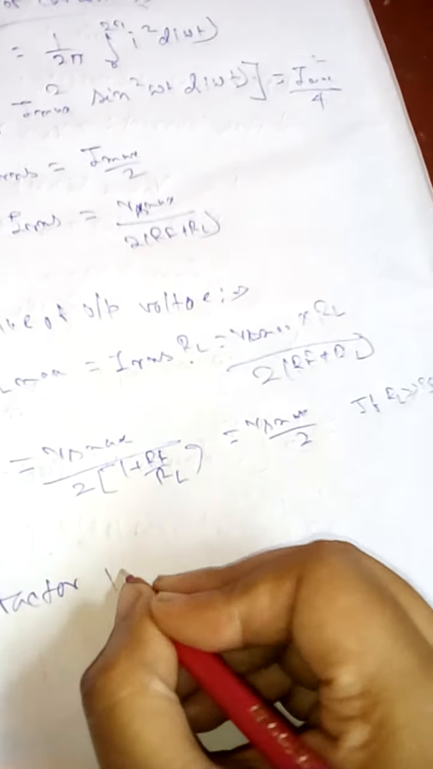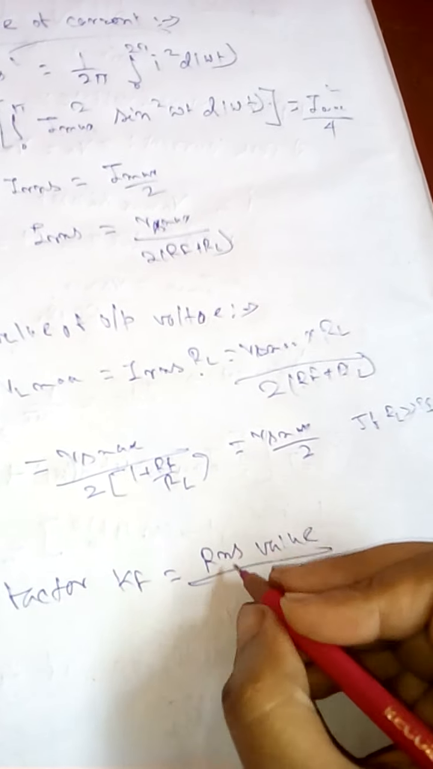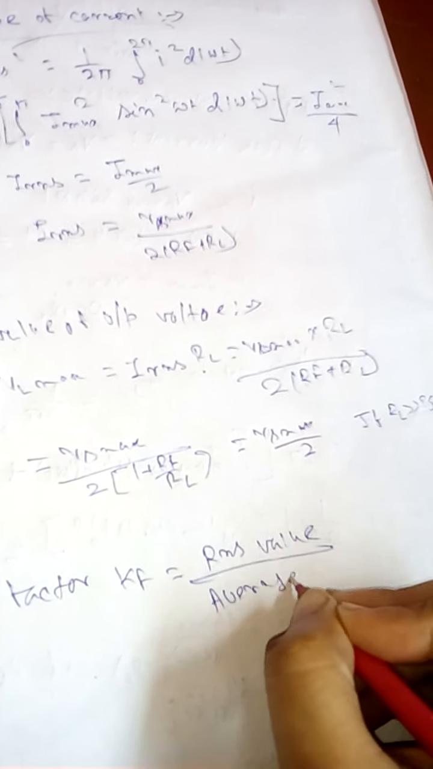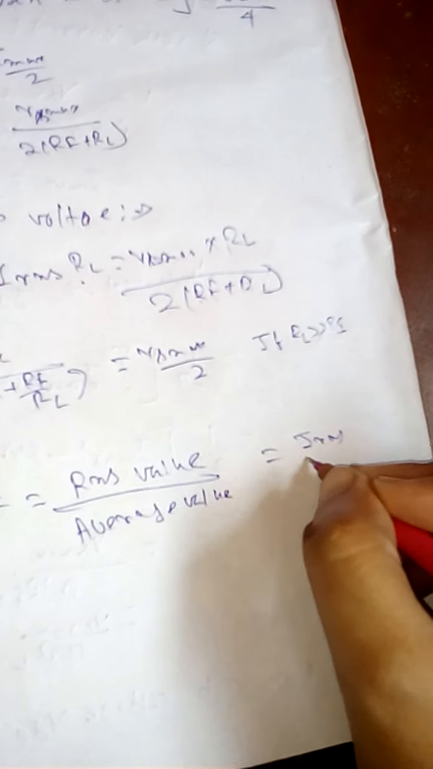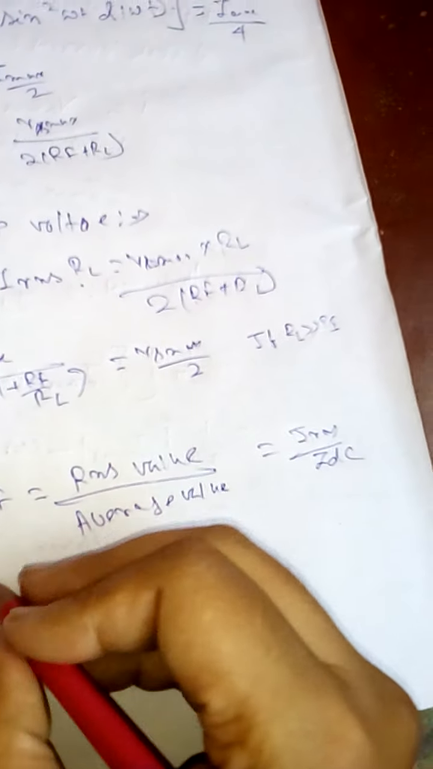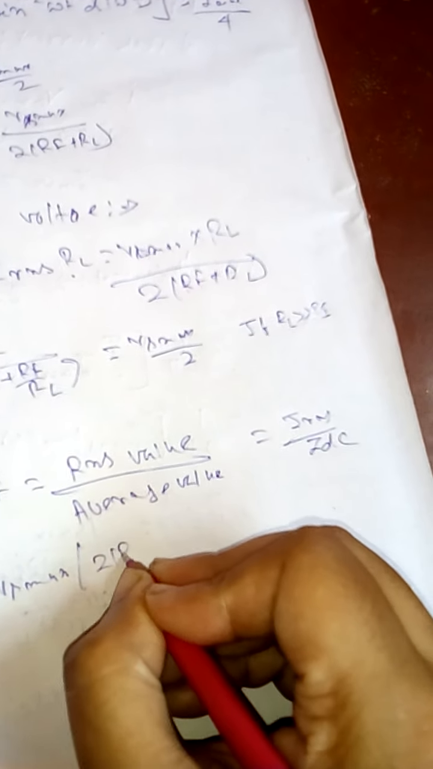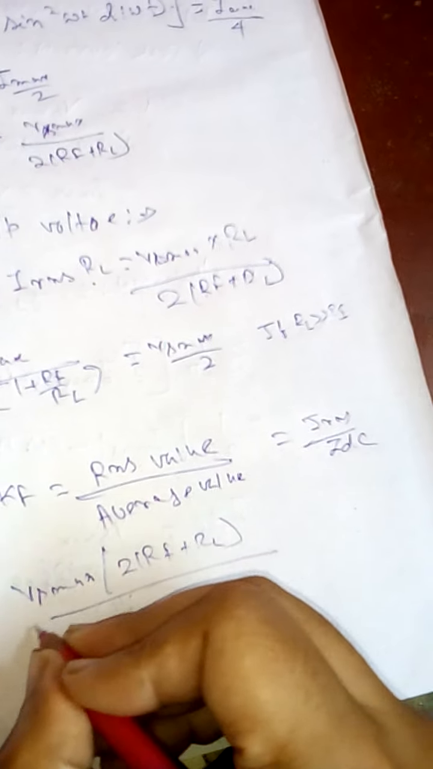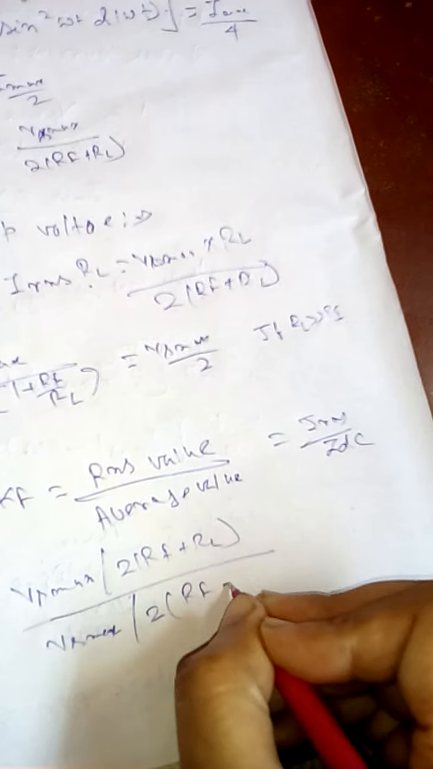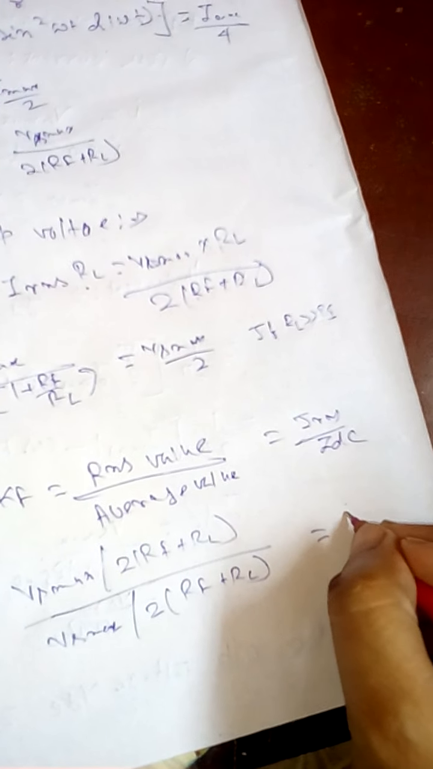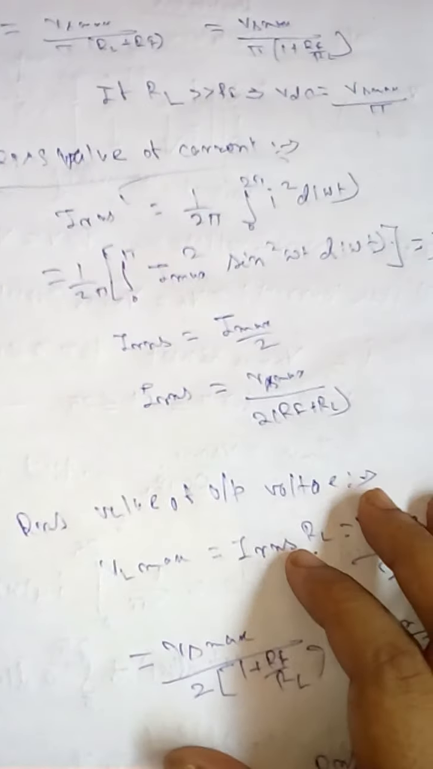Then the form factor. Form factor, Kf, equals the RMS value by the average value, which means I RMS by IDC. So if we calculate it, we get the value as 2. So this is for half wave rectification.